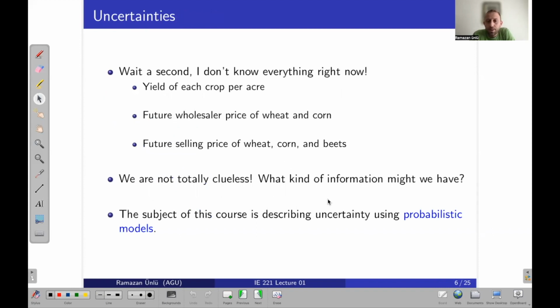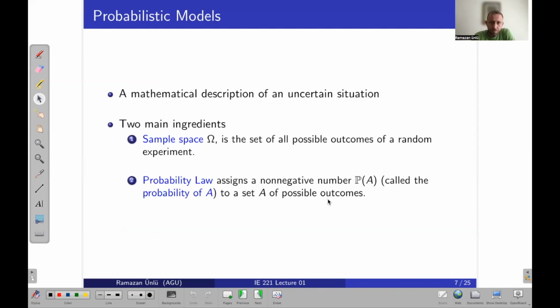Okay, so actually I gave this example just to make the relationship between uncertainty and probability more concrete. So we have to describe the uncertain situation with math, right? So we need a mathematical description of an uncertain situation.